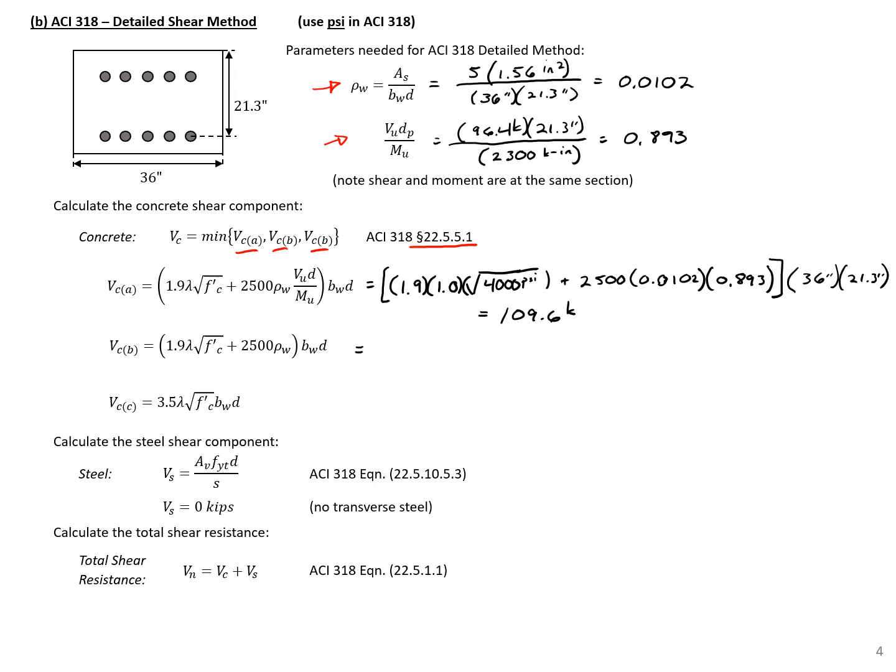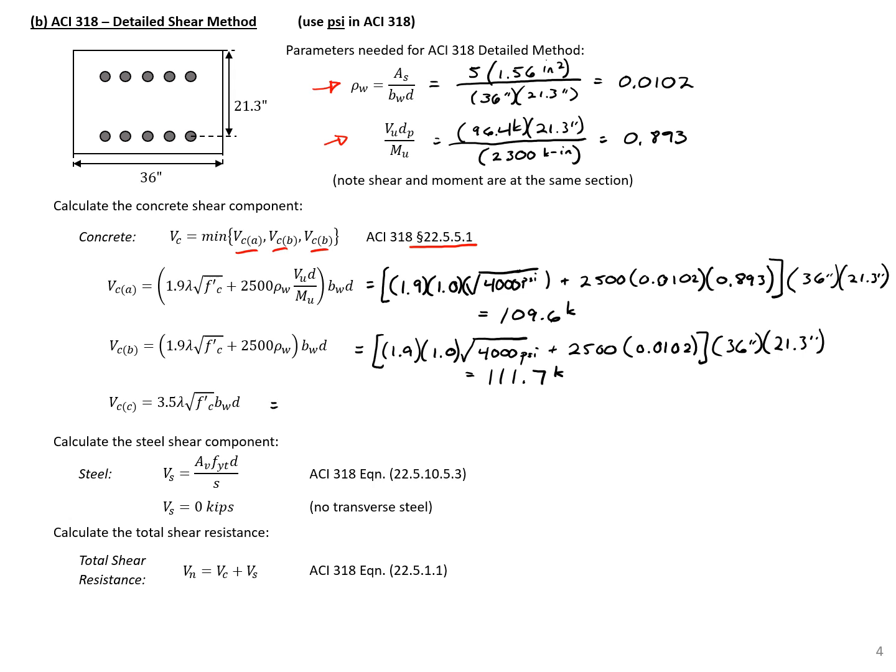Our second equation here will give us 1.9 times 1.0 for normal weight concrete times the square root of 4,000 plus 2,500 times 0.0102 times 36 inches times d, 21.3 inches, will give us a value here of 111.7 kips. So again, dividing by 1,000 pounds per kip.